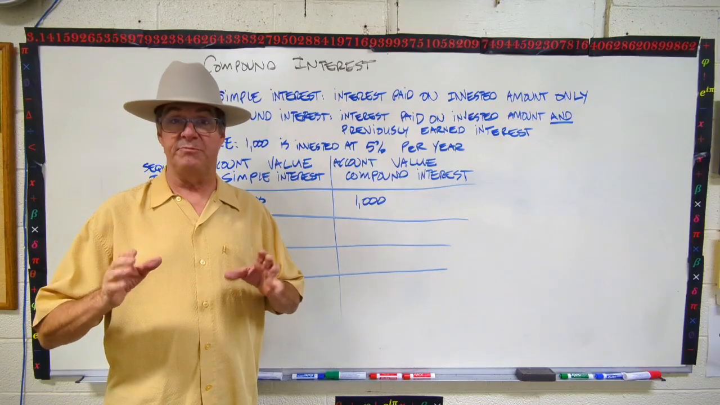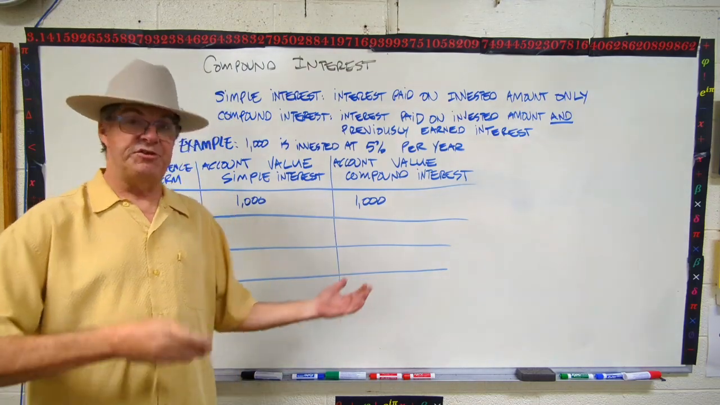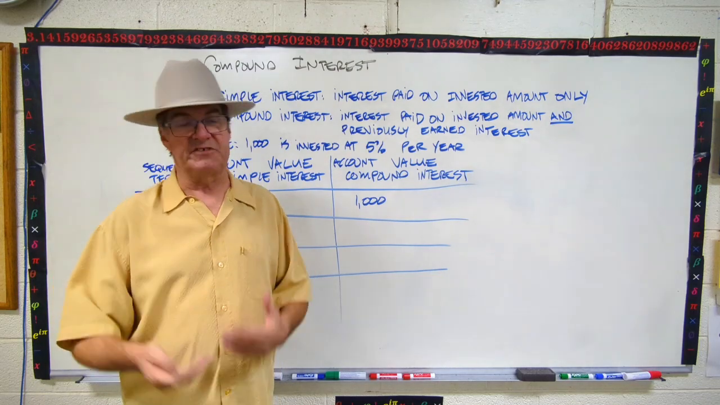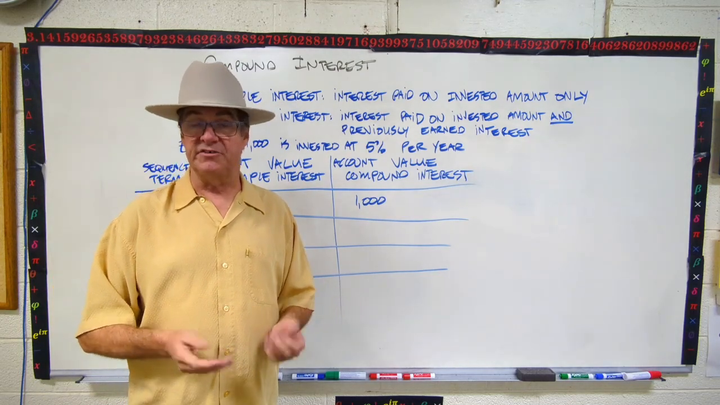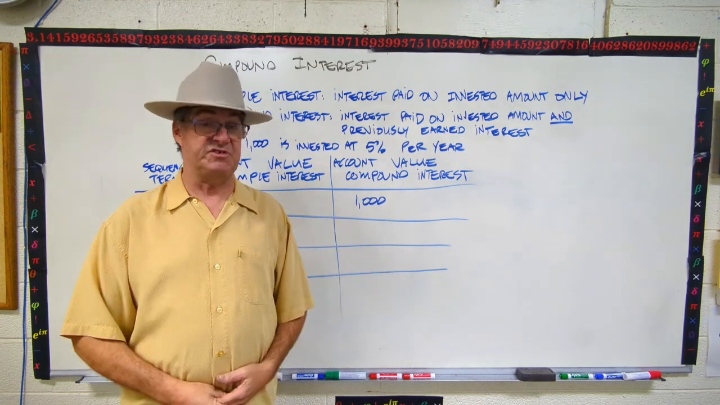Today's lesson is on compound interest. And this is the kind of thing that you get with your bank account. So when you put money in your bank account, it earns interest. And the best kind is compound interest. And we're going to explore that by starting with comparing that compound interest to simple interest.